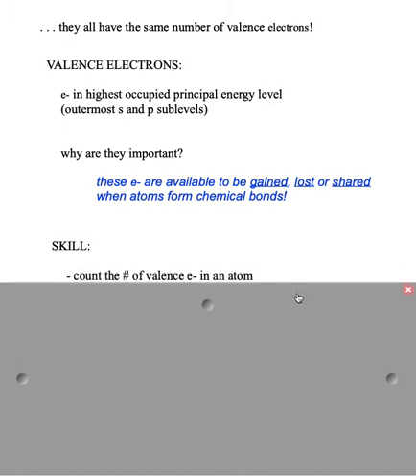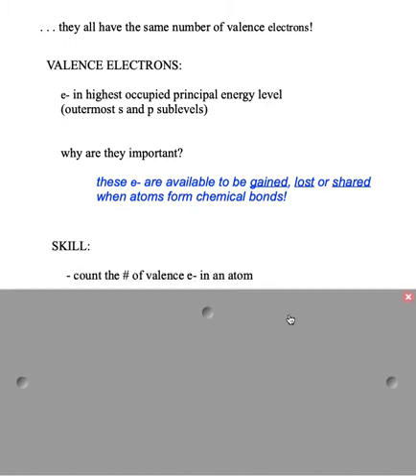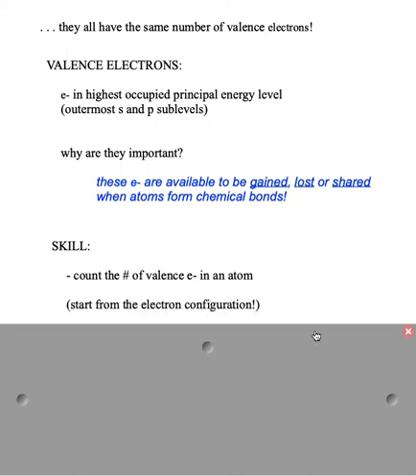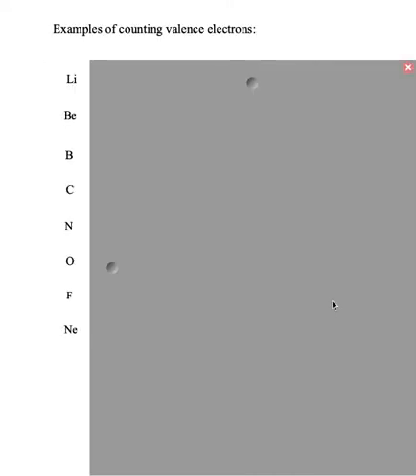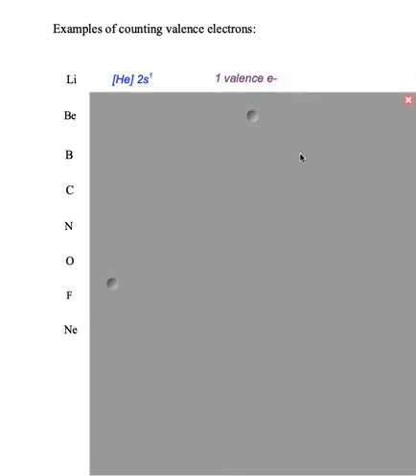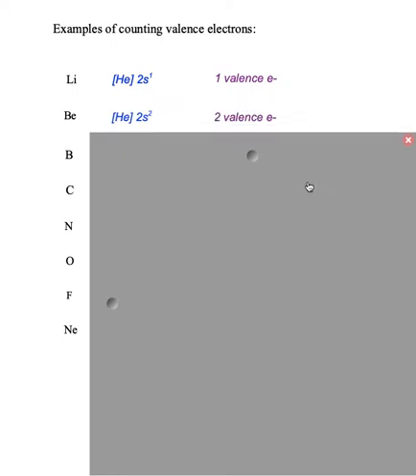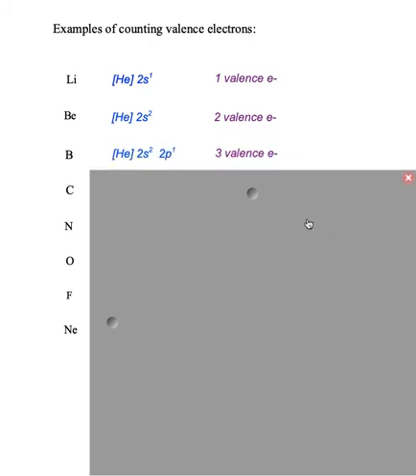So the skill at this point is I give you any element on the periodic table and you count the number of valence electrons in the atom, and we will start with the electron configuration. So let's consider counting valence electrons for the elements in the second period. Lithium has the configuration helium 2s1. There is one electron in the outermost S and P sublevel, so lithium has one valence electron. Beryllium has the configuration helium 2s2. That's two valence electrons. Boron has the configuration helium 2s2 2p1, a total of 3 electrons in the highest occupied S and P sublevels, so boron has 3 valence electrons.